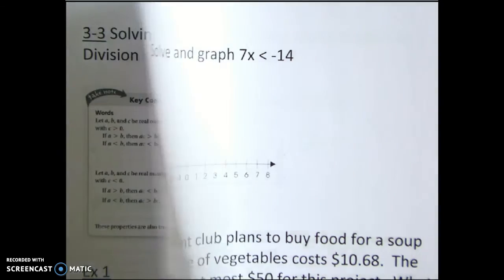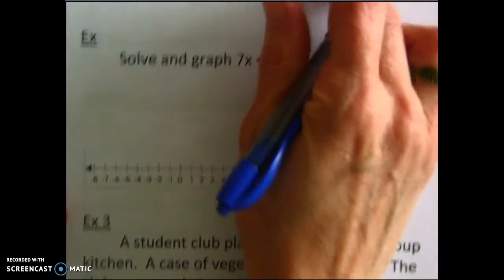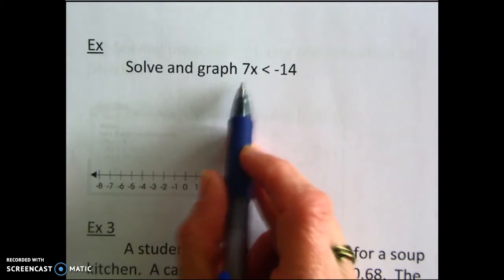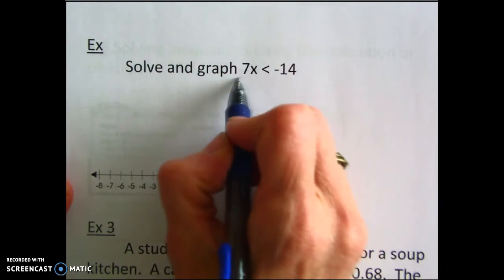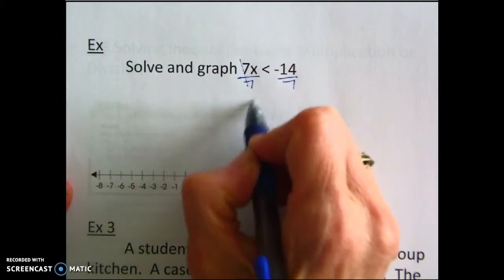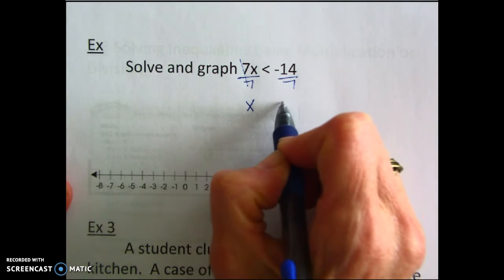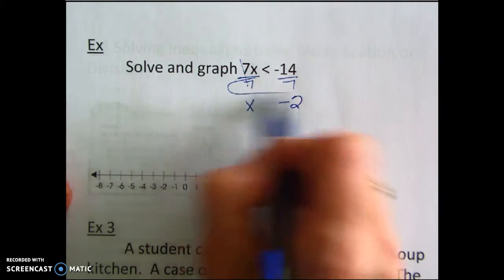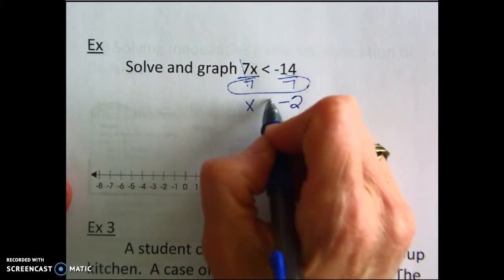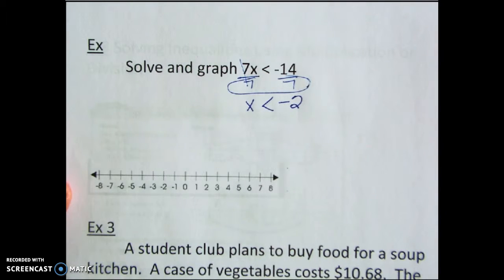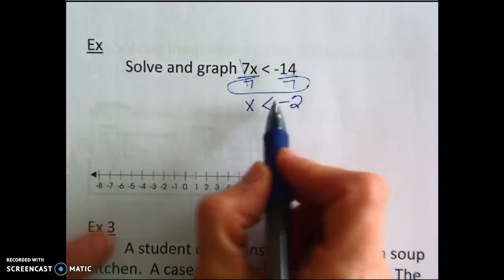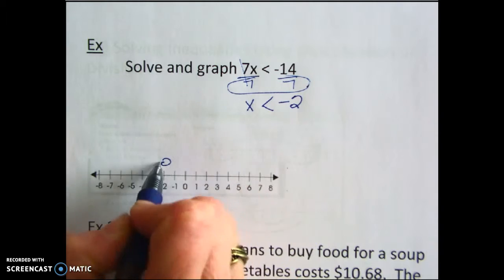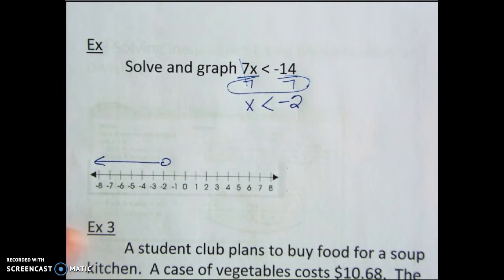All right, just a few more here. 7x is less than -14, divide by 7. x is less than -2. Do we want to flip it? No, we did not divide by a negative, so we don't want to flip the symbol. It's going to stay exactly like it was. Dividing by a positive 7 doesn't change it. All right, so less than -2, here's -2, less than, it's not equal to.